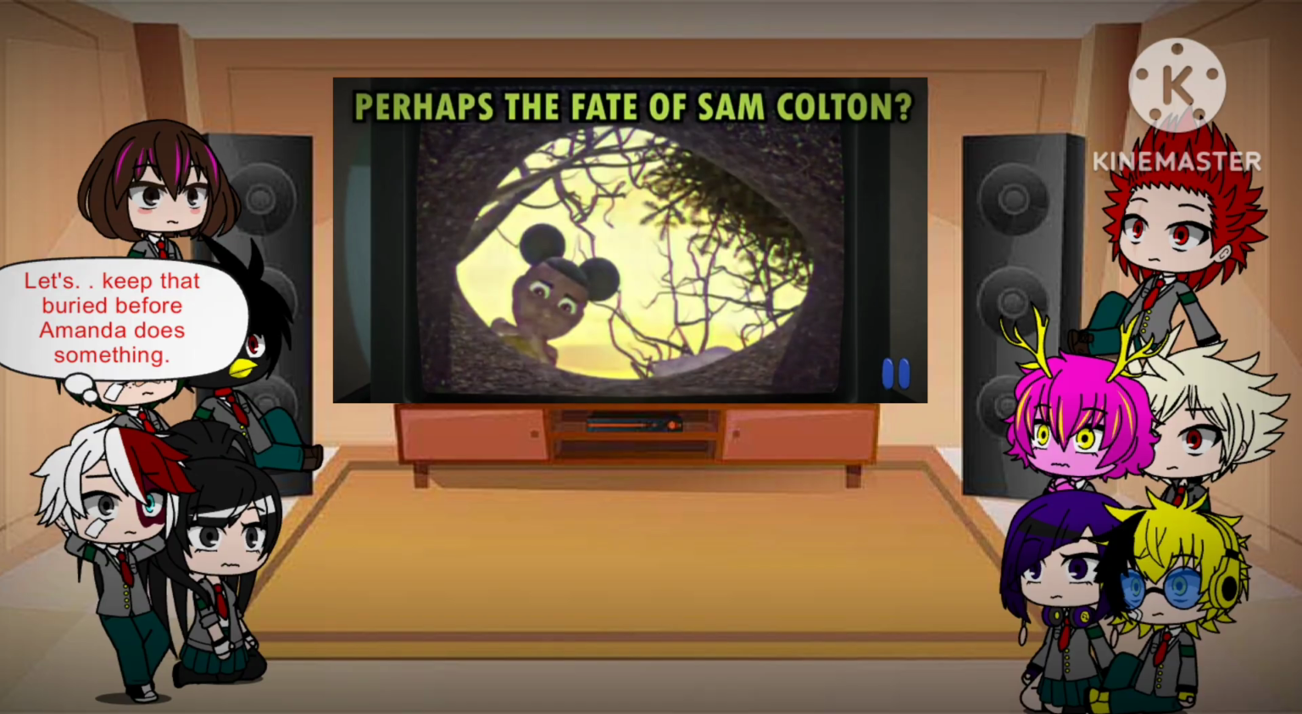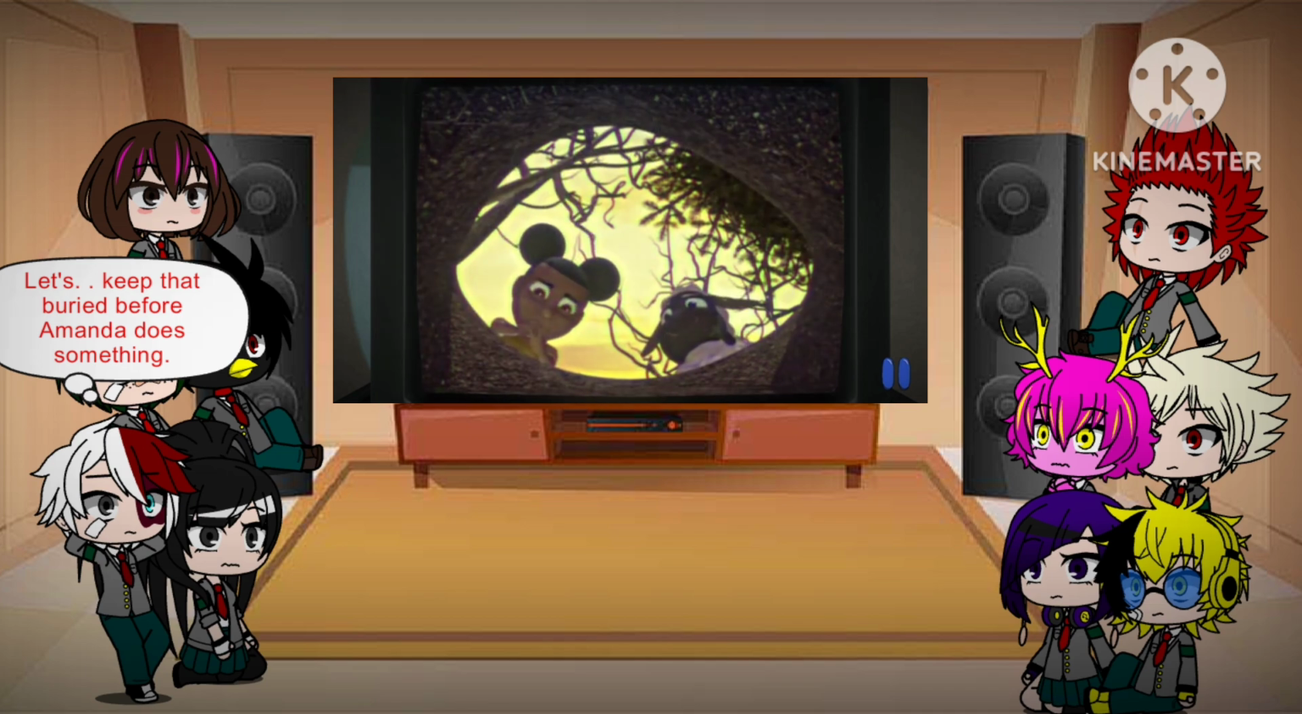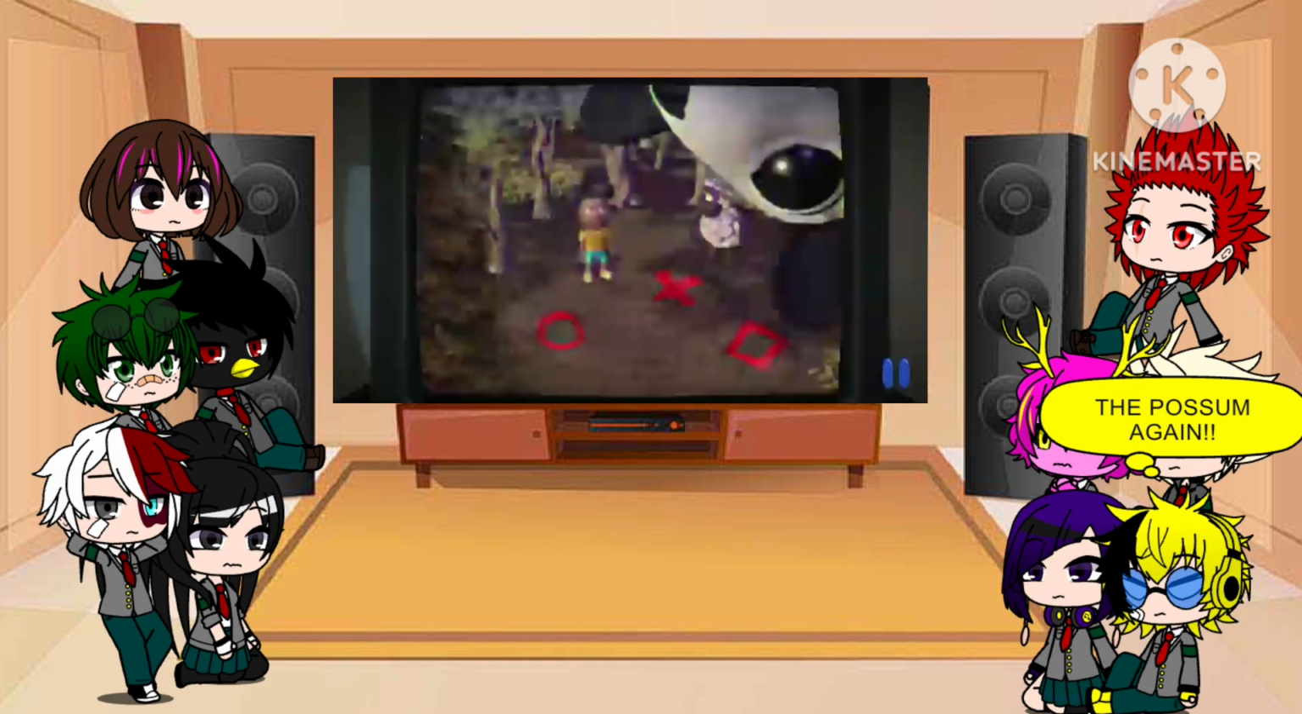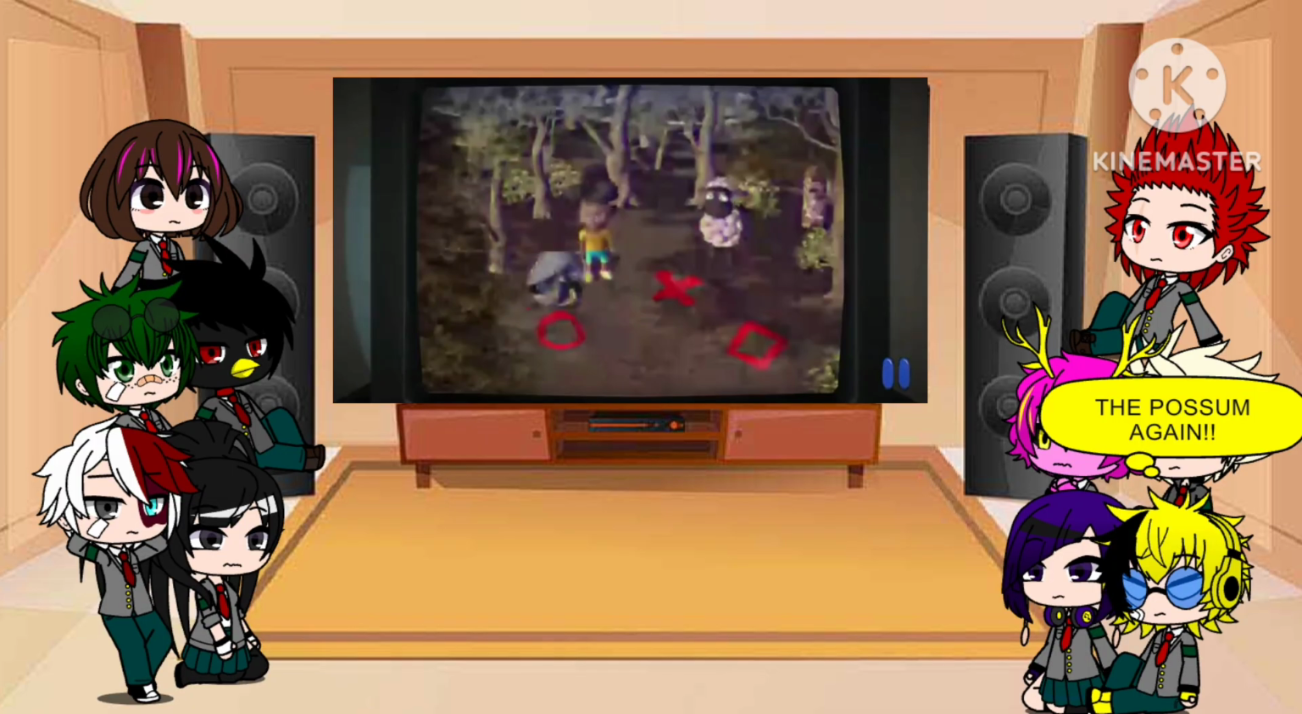Or perhaps, judging by Amanda's reaction, these clothes belonged to Rebecca's father, Sam Colton, bringing back terrible memories of his disappearance. If we head north, then we finally locate the buried treasure, but just as the pair begin to dig, the possum causes a stir once again.